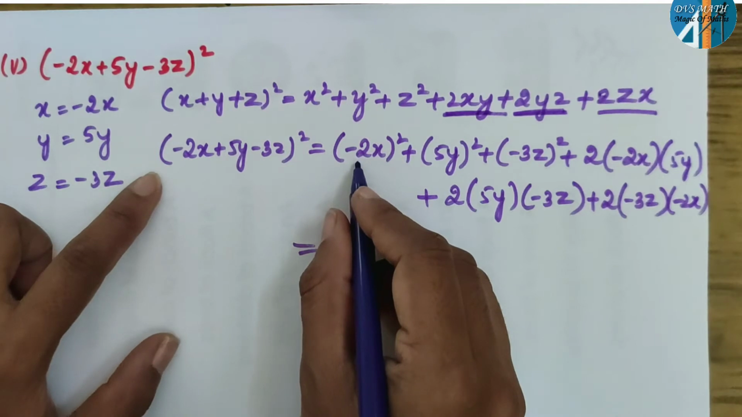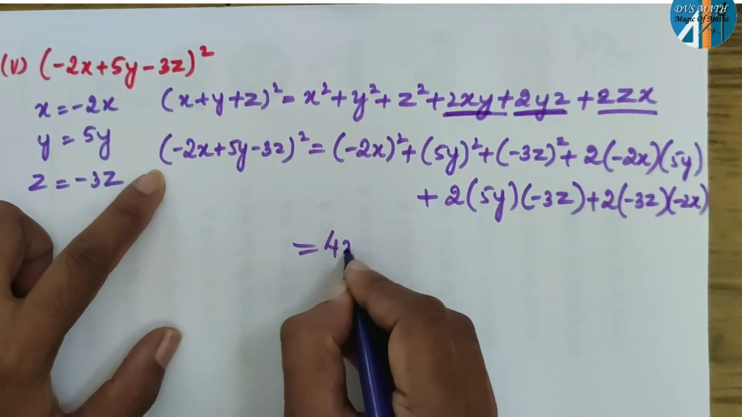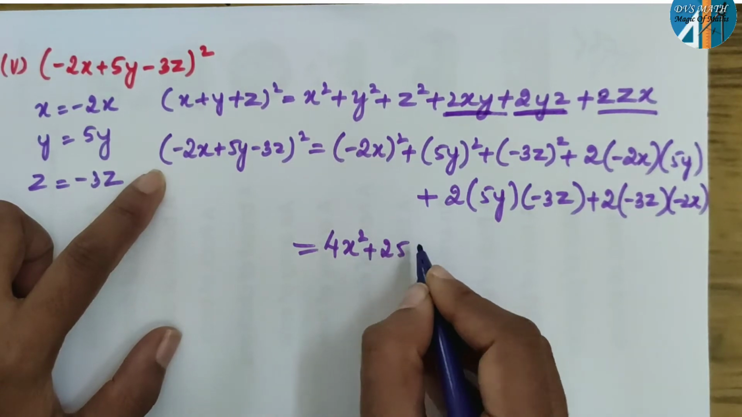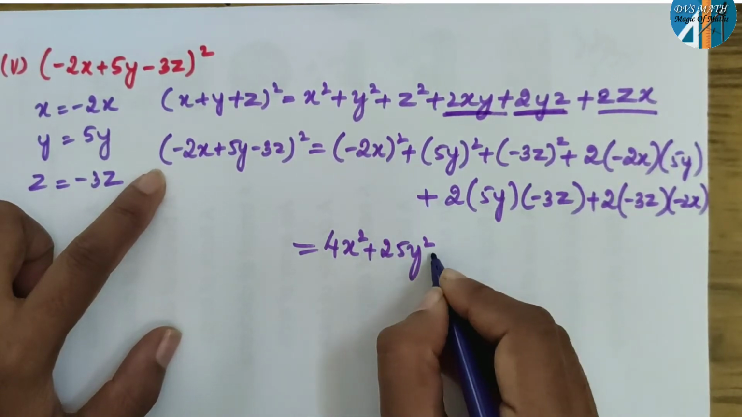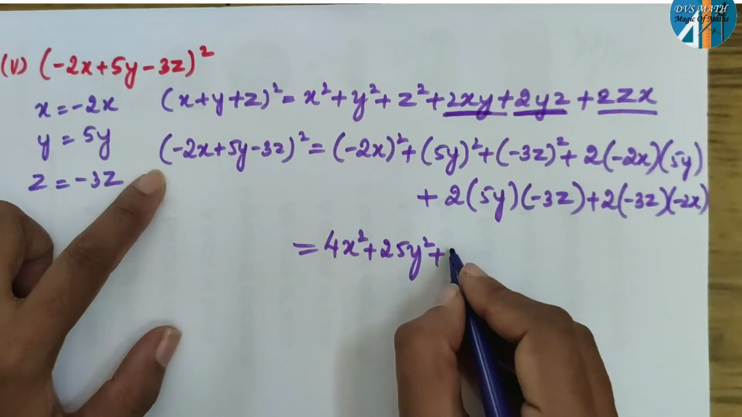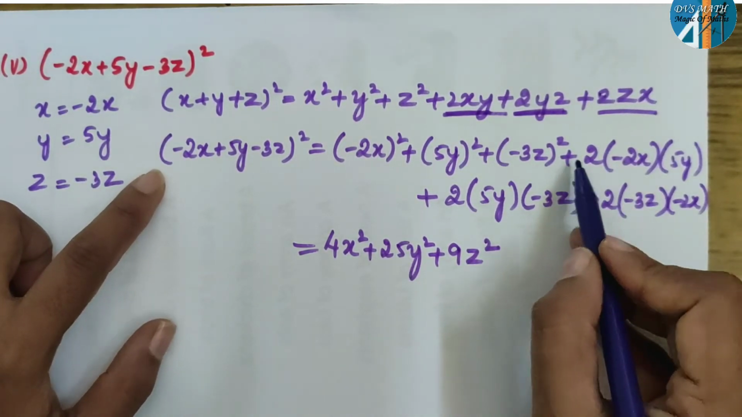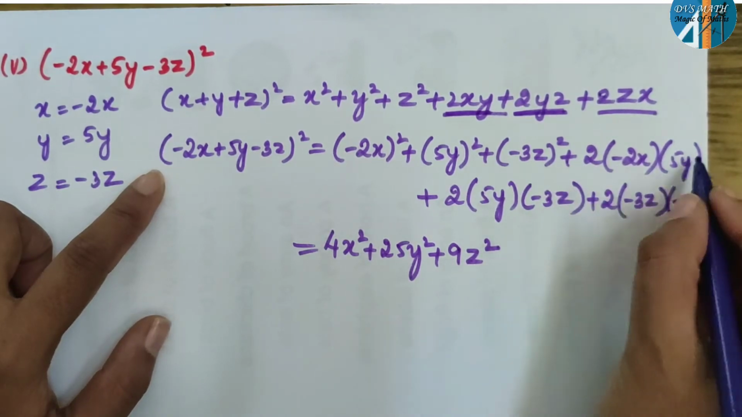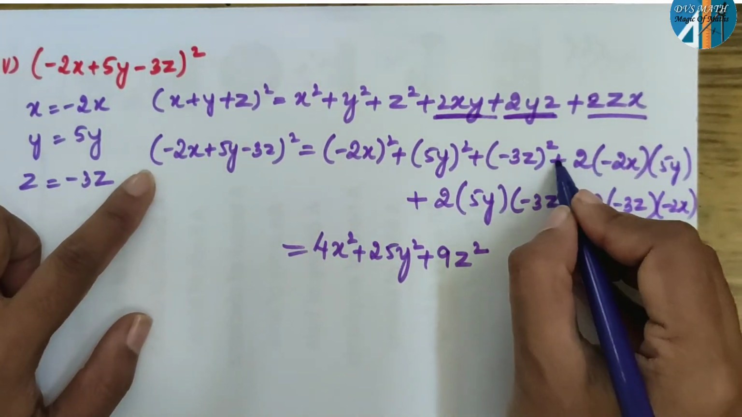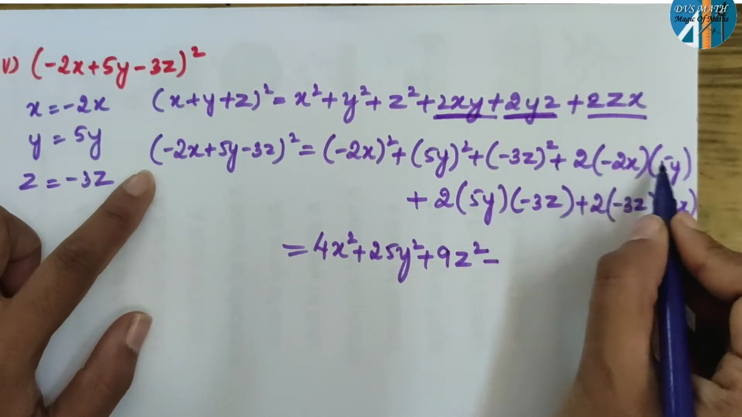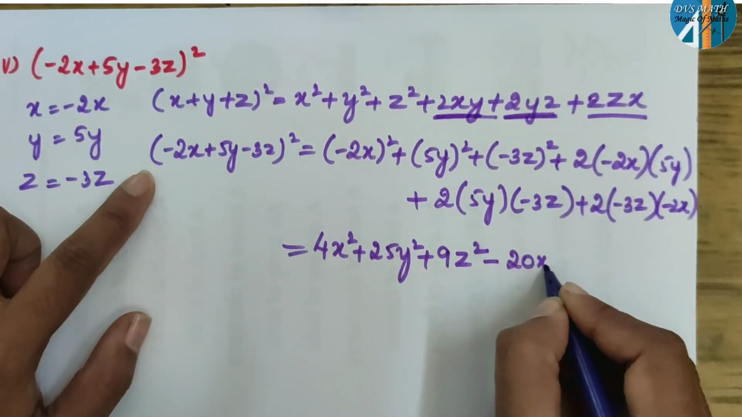Negative square becomes positive. 2 square it is 4 x square. 5 square, 5 5s are 25, so 25 y square. Minus 3 square it is 9 z square. Now be careful with sign. So plus into minus, we don't have another minus, so only one minus, plus into minus, minus. Now multiply the numbers. 2 2s are 4, 4 5s are 20xy.